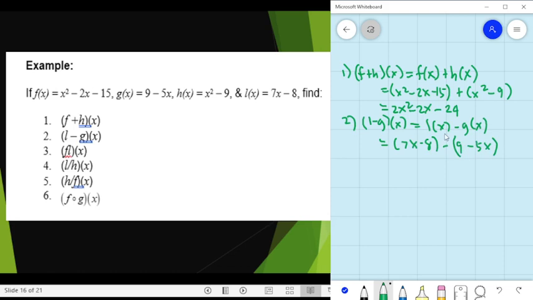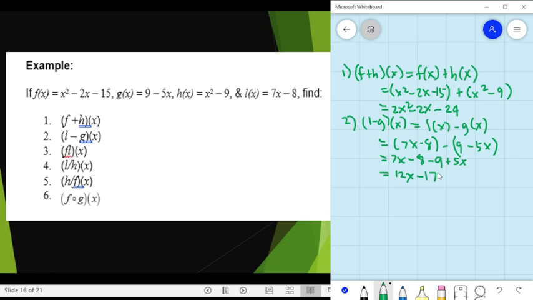Okay? So after that, we need to simplify, taking out the parentheses or the quantity symbol. So we have to copy down 7x minus 8 and then distributing the minus sign to every term inside the parentheses. So negative times 9 is negative 9. Negative times negative 5 is positive 5x. So combining 7x plus 5x, that would be equal to 12x. And negative 8 plus negative 9 is negative 17.